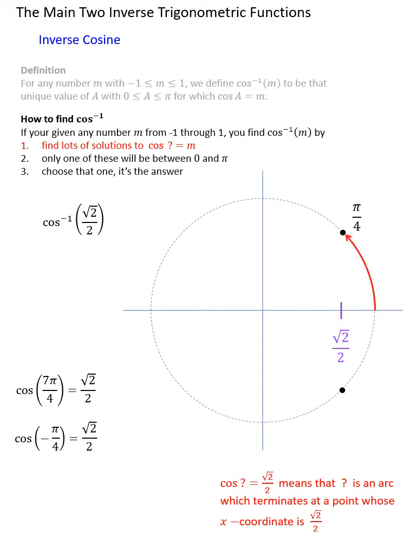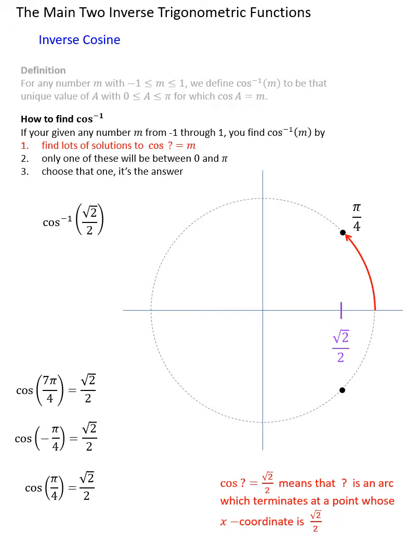Here's another arc. This one terminates at pi over 4, and because that has the same x-coordinate, we can say that the cosine of that value is also radical 2 over 2. Now, step 1 is a little ambiguous about what we mean by lots. You need to keep finding solutions to that equation until you've met the criteria of step 2. So you really want to be looking ahead at step 2 so you don't end up finding too many or too few solutions to 1.